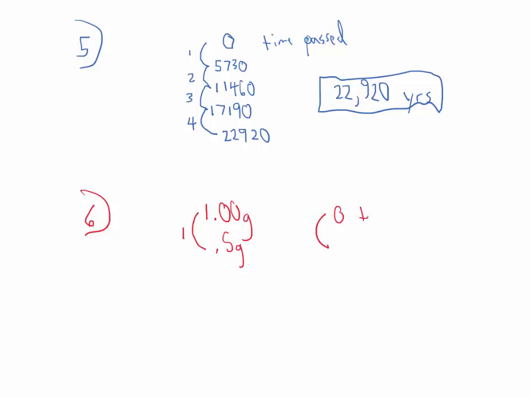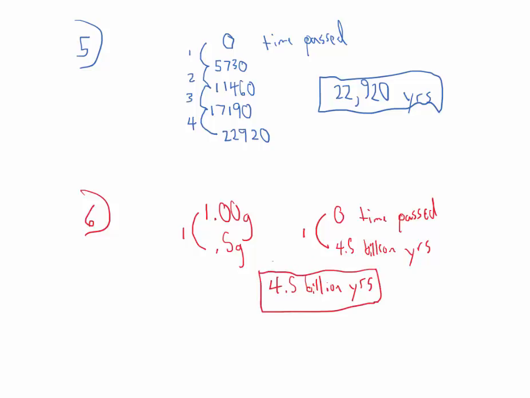0 time has passed, always when we start. And we know that 1 half-life takes 4.5 billion years. So that is the time of 1 half-life, and since it's just 1 half-life, that's it. So your answer is 4.5 billion years old is the rock. All right, on to 7.